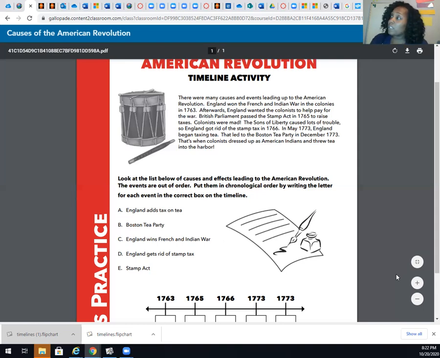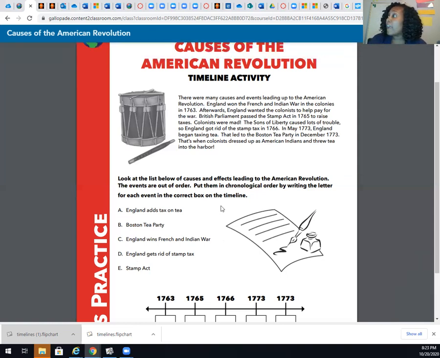Now, what I'm going to do is look at the list. It tells me to look at the list below of causes and effects leading to the American Revolution. And the events right here, A, B, C, D, and E, they're out of order. I need to put them in chronological order by writing a letter for each event in the correct box.